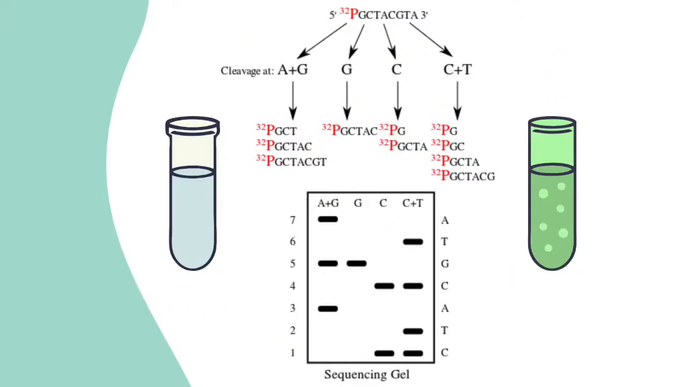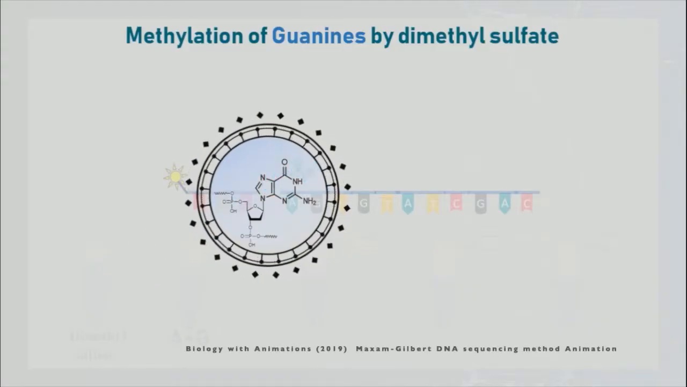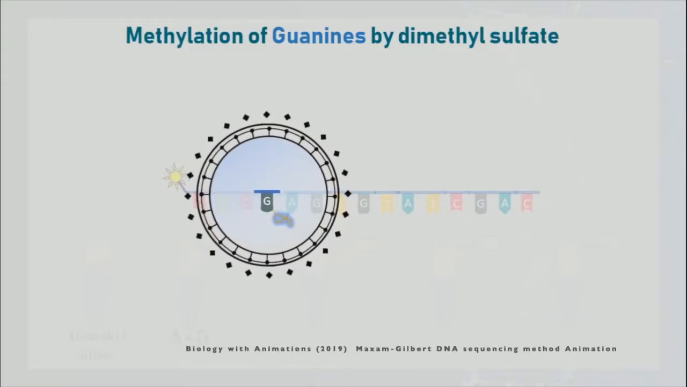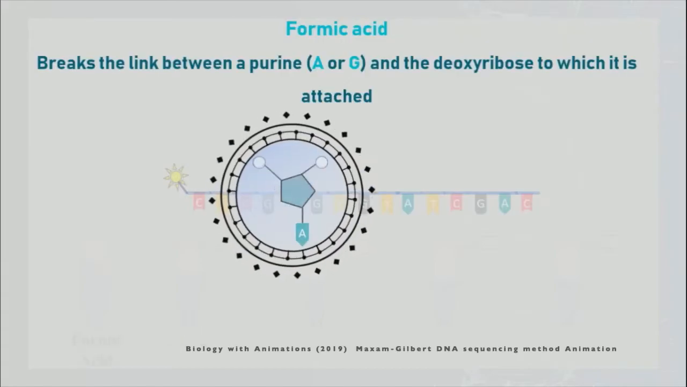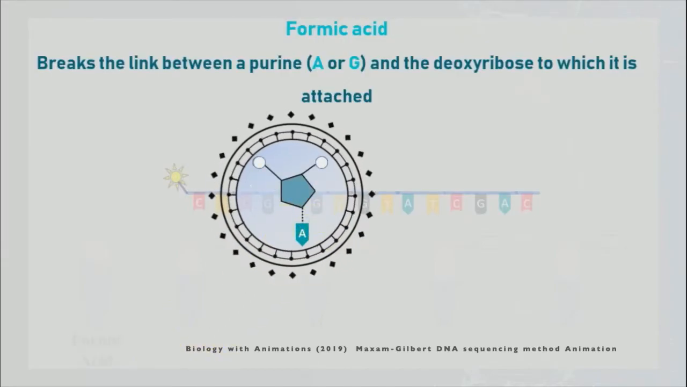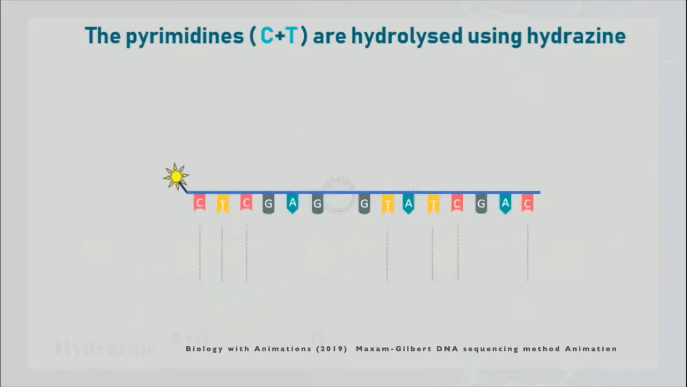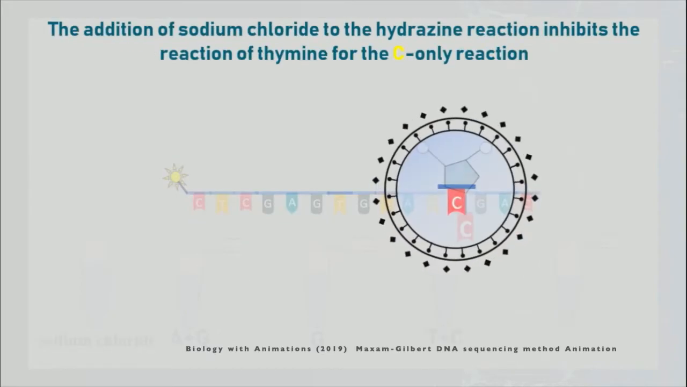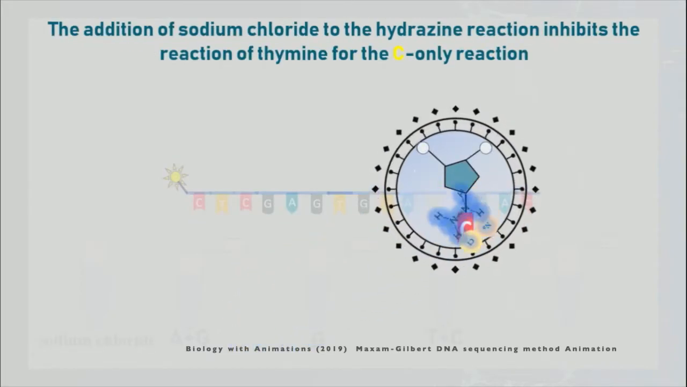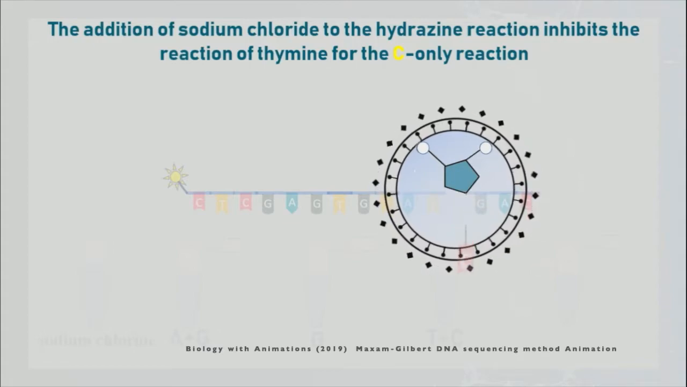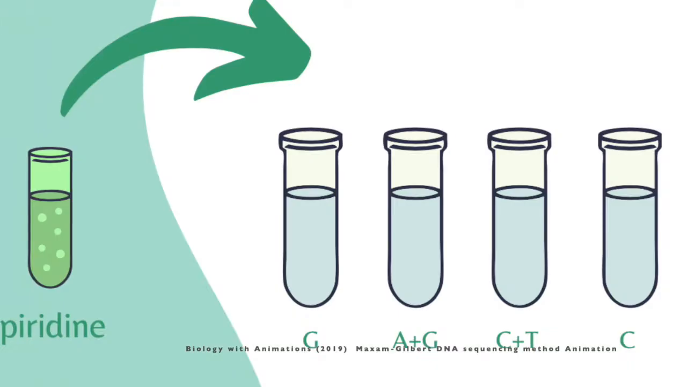Chemical treatments take place in order to identify the sequence. Dimethyl sulfate methylates the guanine in DNA, whereas dimethyl sulfate with formic acid clips both guanine and adenine nucleosides. For pyrimidines, hydrazine reacts with thymine and cytosine, which are hydrolyzed and DNA is clipped. Moreover, with the addition of sodium chloride, the thymine and hydrazine reaction is suppressed, obtaining clear cytosine bands.